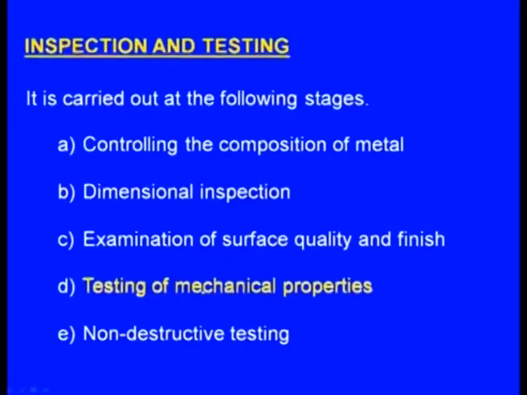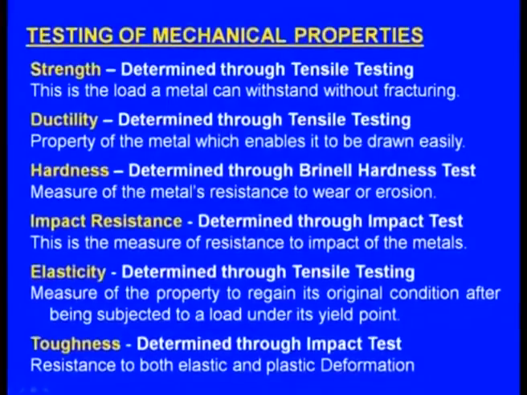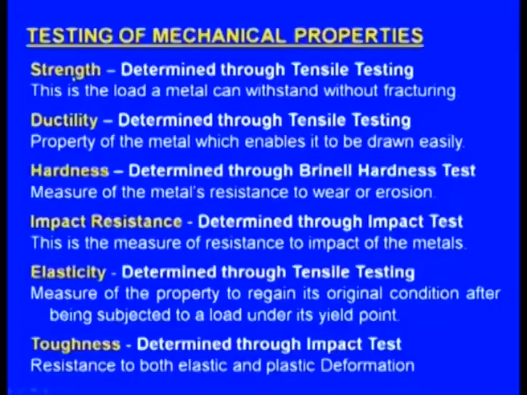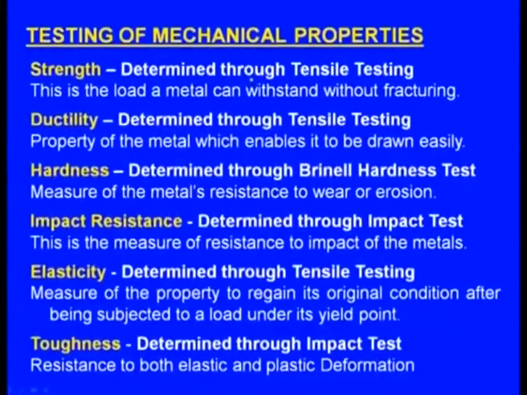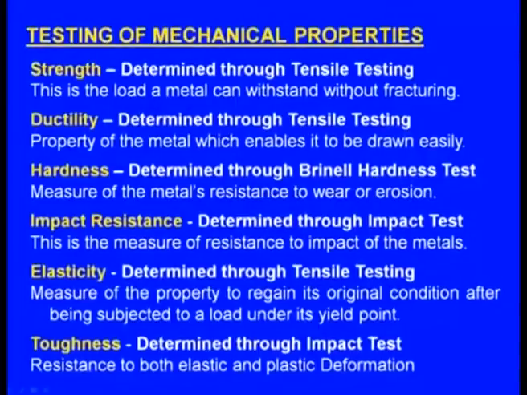Next one, testing of mechanical properties of the cast component or the cast specimen. So, these are the mechanical properties that are normally measured: strength, ductility, hardness, impact resistance, elasticity, toughness. Now, this strength is determined through tensile testing. This is the load a metal can withstand without fracturing. In fact, this is the maximum load it can withstand.